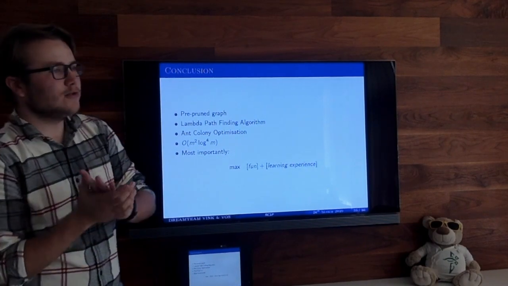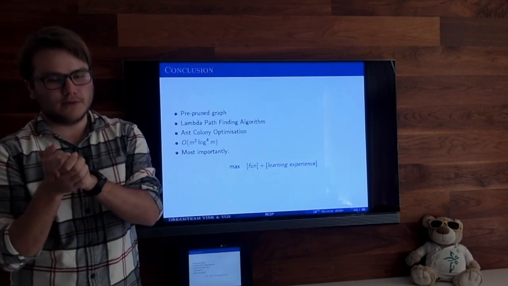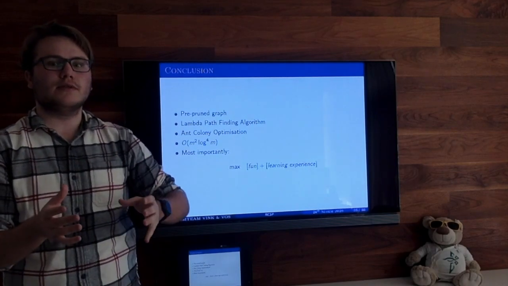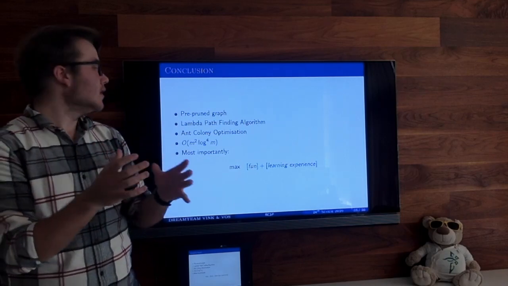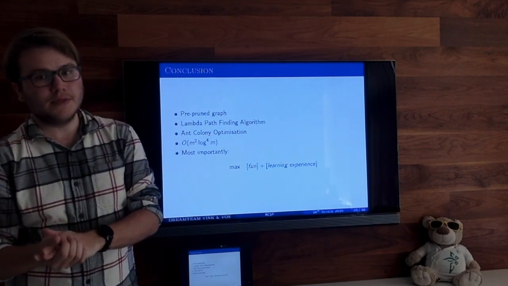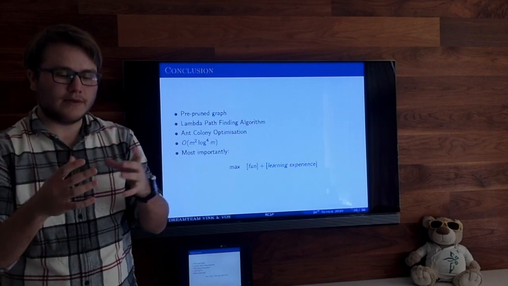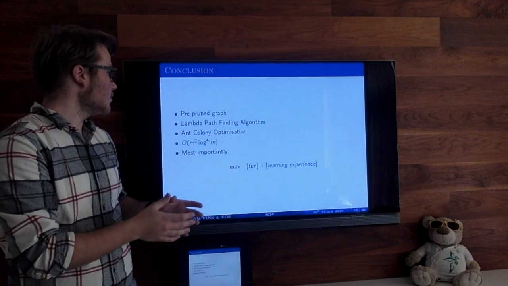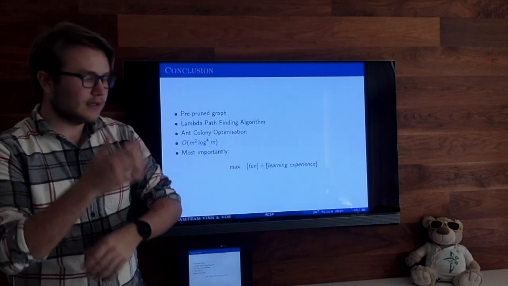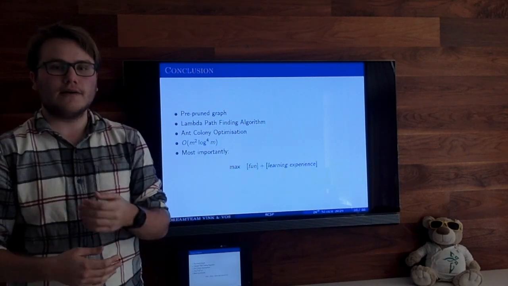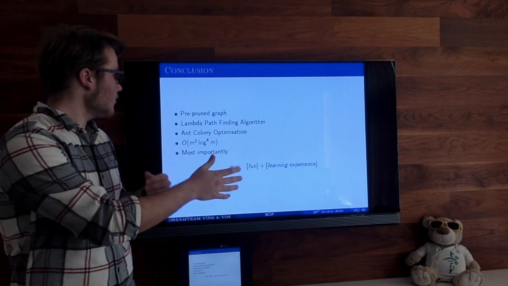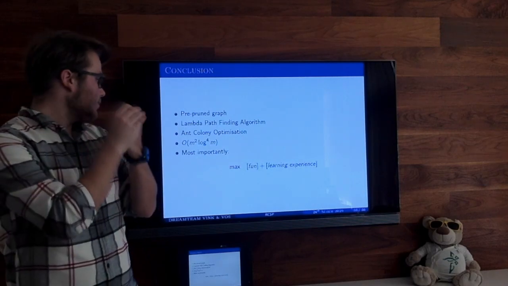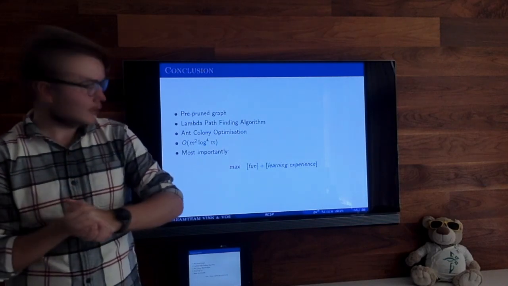Right, so how do we get to the end of our project? Well, we first started with pre-pruning our graph. With this pre-pruned graph, we then found a first solution using the lambda path finding algorithm. With this shortest path that resulted from the lambda path finding algorithm, we created a basis for the ant colony optimization, which then even further improved the path of the shortest path. And our total algorithm runs in big O of m squared log m to the power 4.